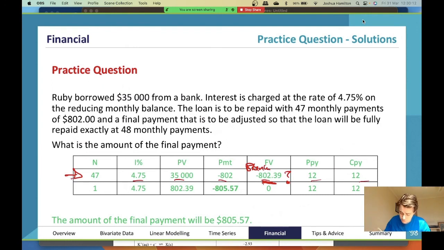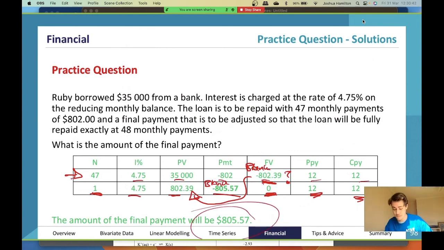So then on the final month, you say, all right, I've got 1 month left. I want to pay it off after this one period. So N is 1, I is 4.75. I put in this value as my present value. And I say it's positive now because it's still a loan. Like I still have that money. Then I say 0 is my future value, PY, CY, and I go, all right, what is my payment? This is the thing that is blank. As you can see, this payment's actually higher. I actually need to pay a little bit more in the last month to get it done. So the final payment here is $805.57. And that's how you go about that question there.